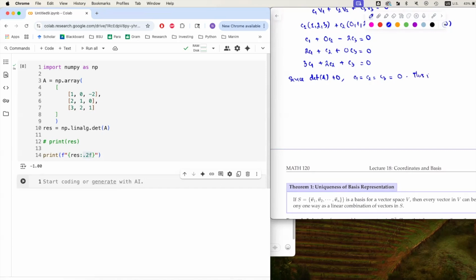This implies that S is linearly independent. Therefore, S is a basis for R3.